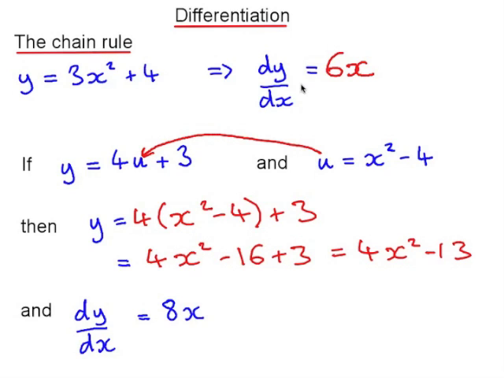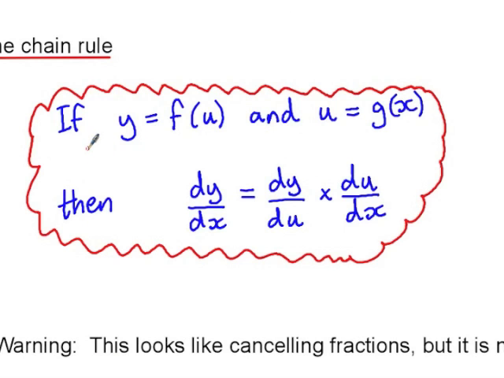So the chain rule says that if y is a function of u and u is a function of x, then to differentiate y with respect to x, we find dy by du and multiply by du by dx. Now just a word of warning here, because it looks a bit like cancelling fractions. It's like dy by du by dx, cross out the du's and we're left with dy by dx. Now of course that's not what we're doing here, these are not fractions, but it is a helpful way to remember the chain rule because visually it does look a bit like we're cancelling fractions.